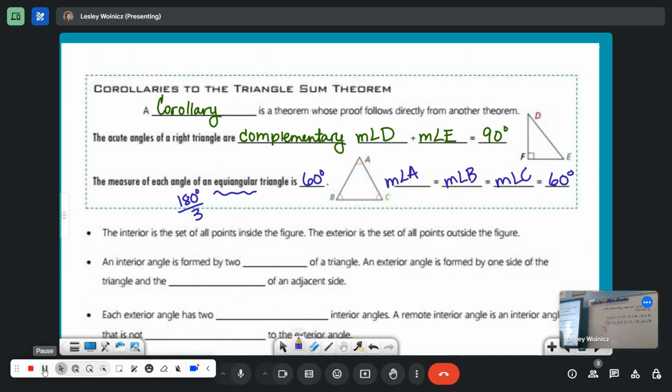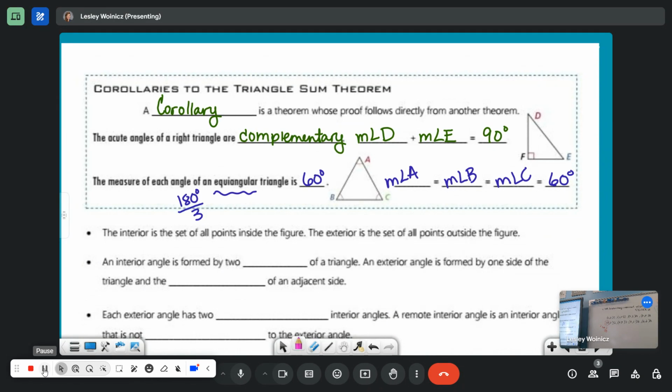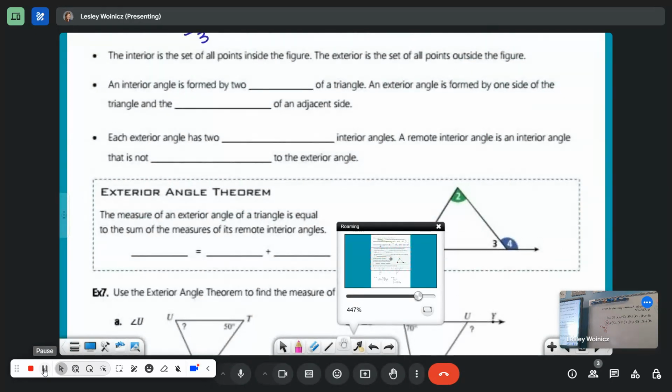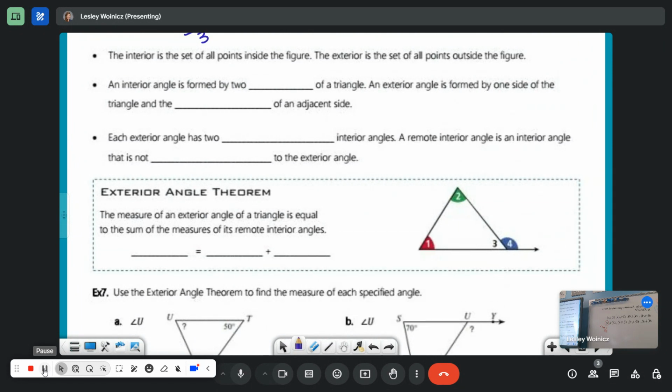Okay, so this is kind of a like, well, duh. The interior is the set of all the points inside of the figure, like this. All these points, right? Exterior is the outside ones. So that's why we're saying the sum of the interior angles in the triangle. Okay.